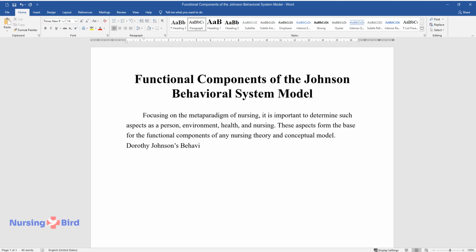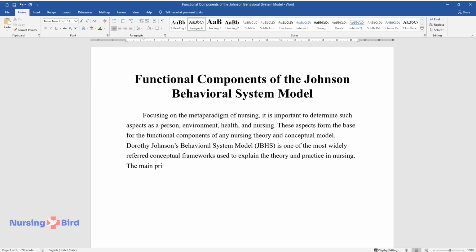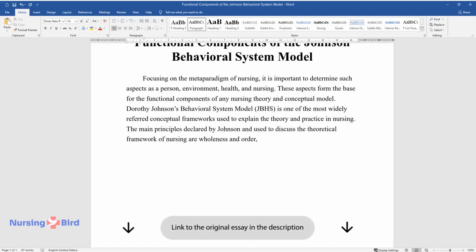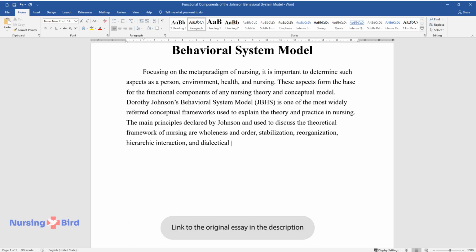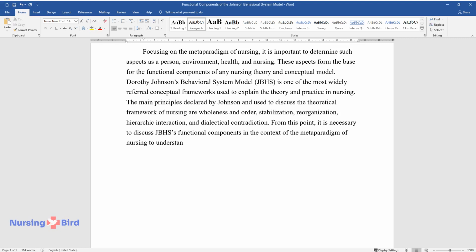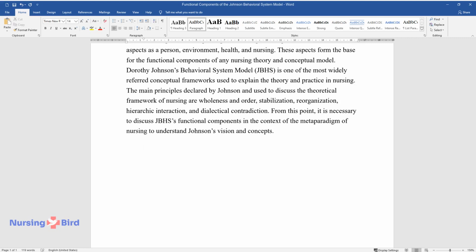Dorothy Johnson's Behavioral System Model, JBHS, is one of the most widely referred conceptual frameworks used to explain the theory and practice in nursing. The main principles declared by Johnson and used to discuss the theoretical framework of nursing are wholeness and order, stabilization, reorganization, hierarchic interaction, and dialectical contradiction. From this point, it is necessary to discuss JBHS's functional components in the context of the meta-paradigm of nursing to understand Johnson's vision and concepts.